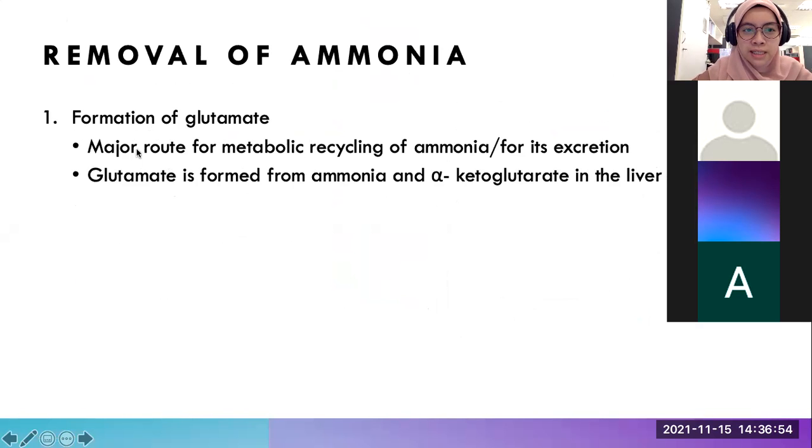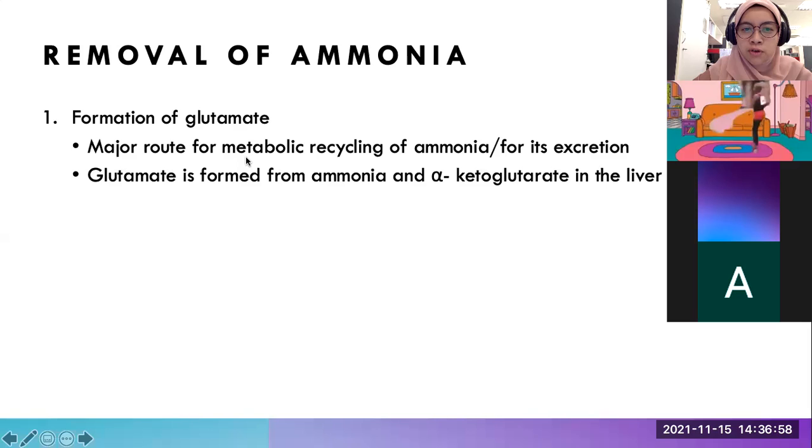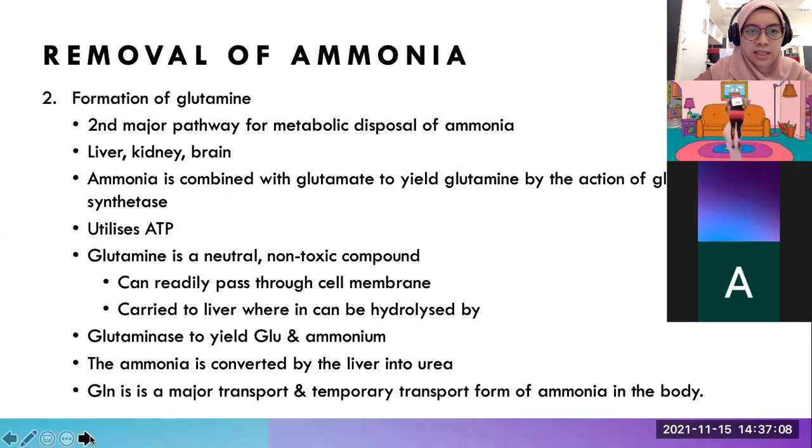The first one is the formation of glutamate. This formation of glutamate is the major route for metabolic recycling of ammonia for its excretion. This glutamate is formed from ammonia and alpha ketoglutarate in the liver. The next one is the formation of glutamine. This is the second major pathway to excrete ammonia from our body. The main organs are the liver, kidney, and also brain.